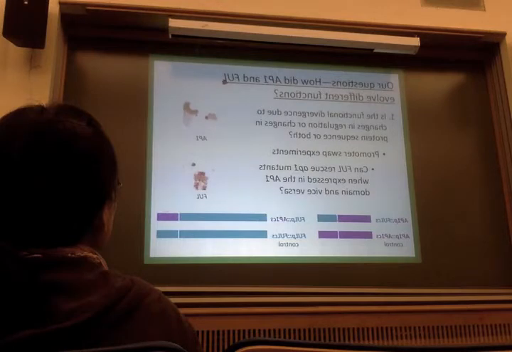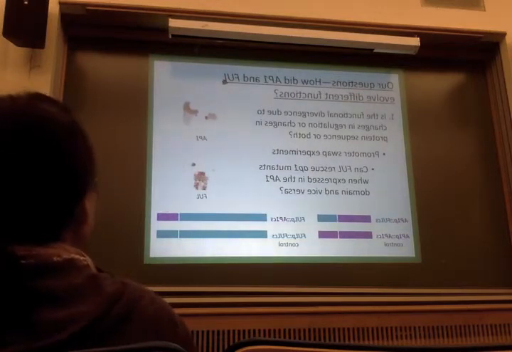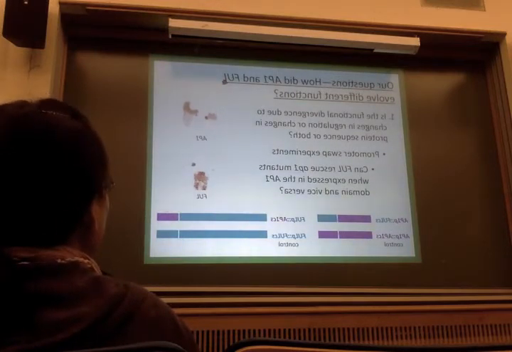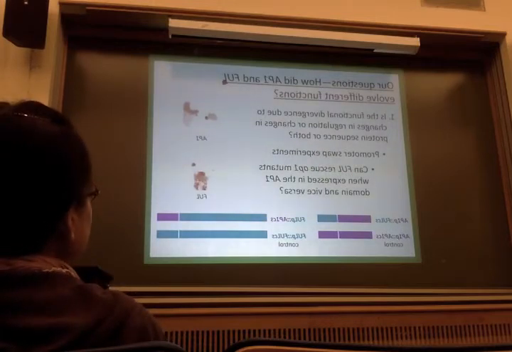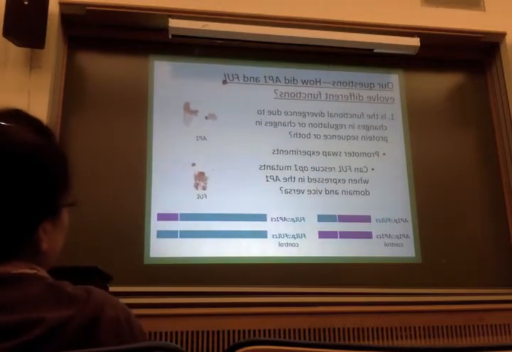So that was all background. Now let's get into what I'm actually doing in my research. So these are my questions. We know that AP1 and FUL have different functions. We think it's due to subfunctionalization since the duplication, but how has that functional divergence actually occurred?